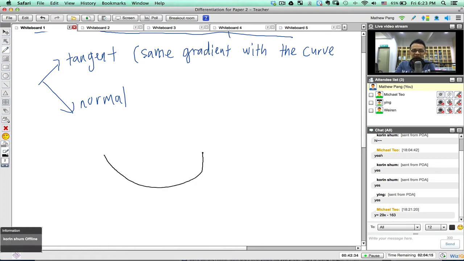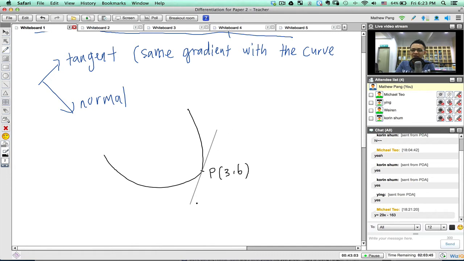If I have this curve over here, I'm going to randomly draw a tangent line here. You can see that this is a point P. The straight line is tangent to the curve at the point P. I give point P a coordinate, maybe (3, 6).